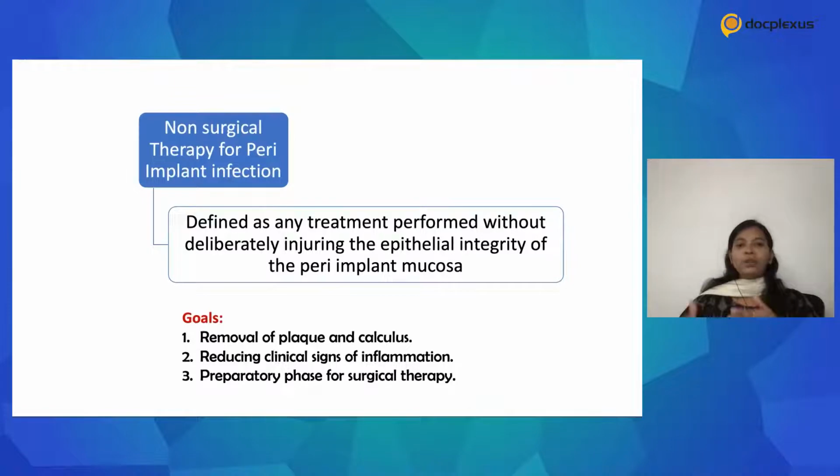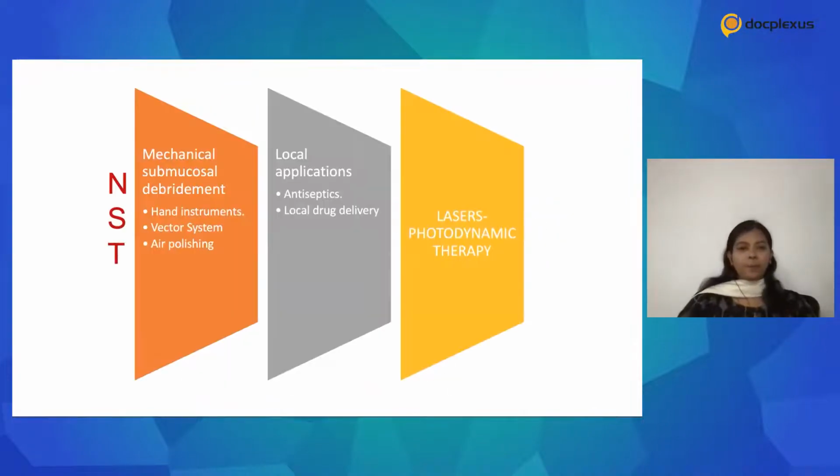So when you do that, it will reduce the signs of clinical inflammation, and if at all needed, it will be a preparatory phase for your surgical therapy. So this non-surgical periodontal therapy can be done by either mechanical submucosal debridement, or you can apply local antiseptics, or you can do local drug delivery systems, or you can also treat it with laser photodynamic therapy, which is one of the non-invasive and one of the very good treatment methodologies.